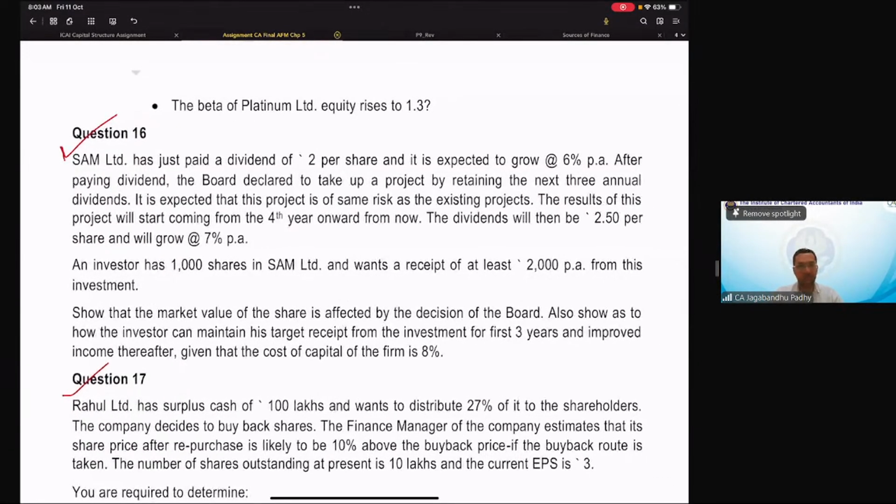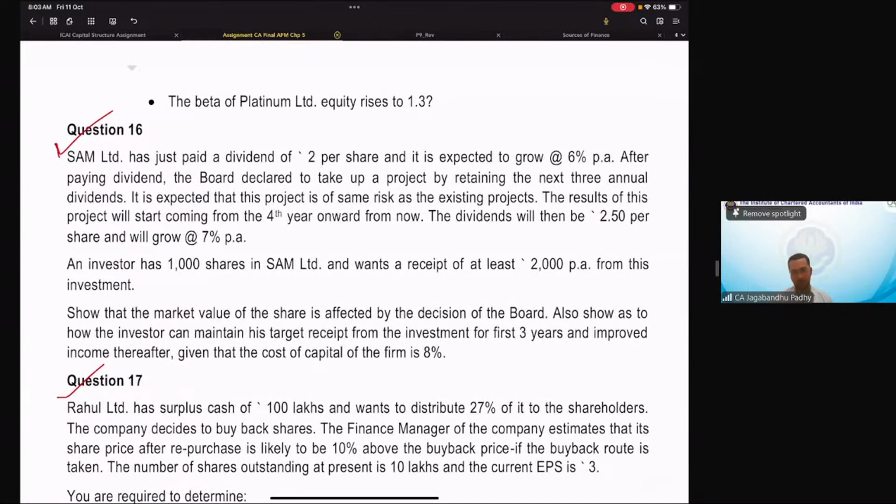Sam Limited has just paid a dividend of 2 per share. So this 2 per share is basically D0, right? It has just paid a dividend. So this is basically your D0, which is 2 per share, and is expected to grow at 6% per annum after paying dividend. The board declared to take up a project by retaining next 3 annual dividends. So the board is saying that let us retain the next 3 years dividend, right? And let's invest in a particular project.